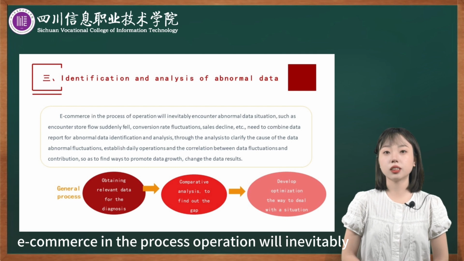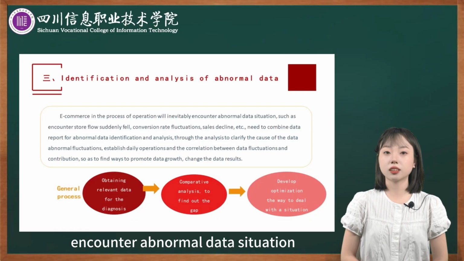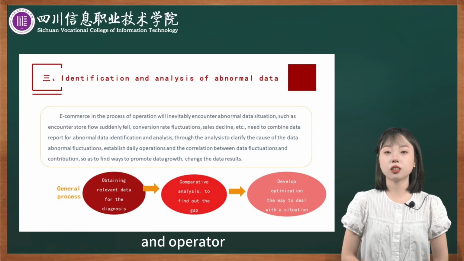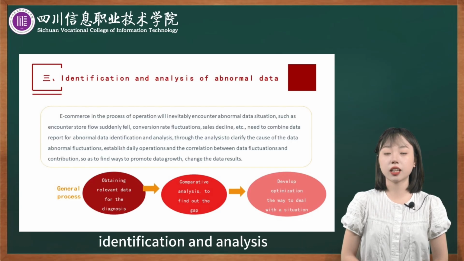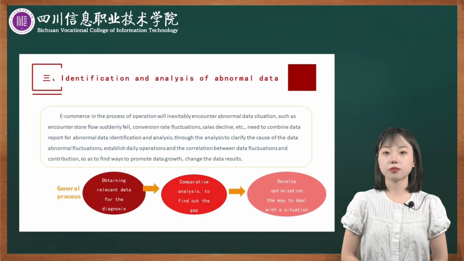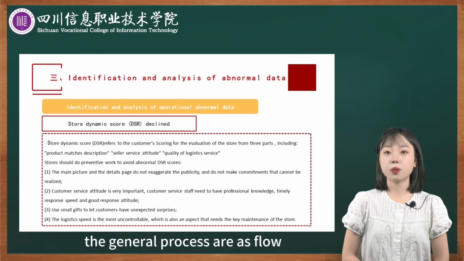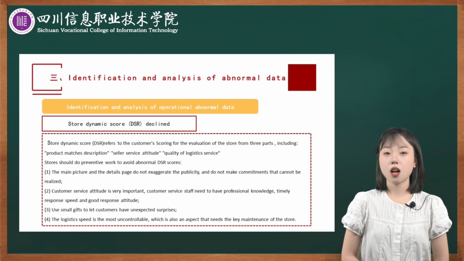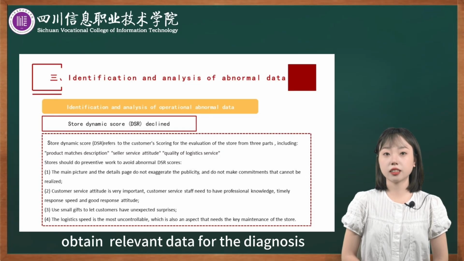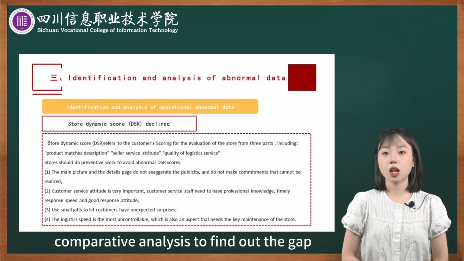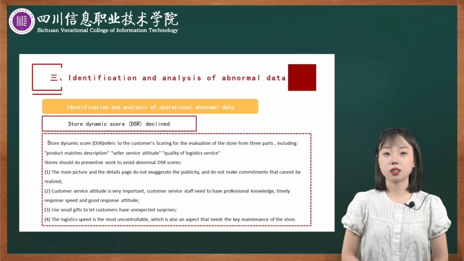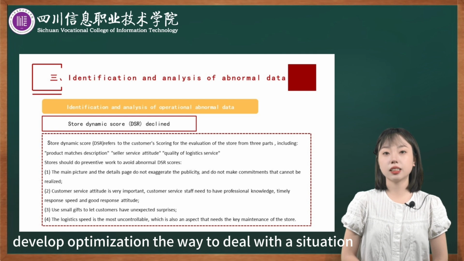E-commerce in the process of operation will inevitably encounter abnormal data situations, and the operator needs to combine data reports for abnormal data identification and analysis. The general process is as follows: obtain relevant data for the diagnosis, comparative analysis to find out the gap, develop optimization ways to deal with the situation.